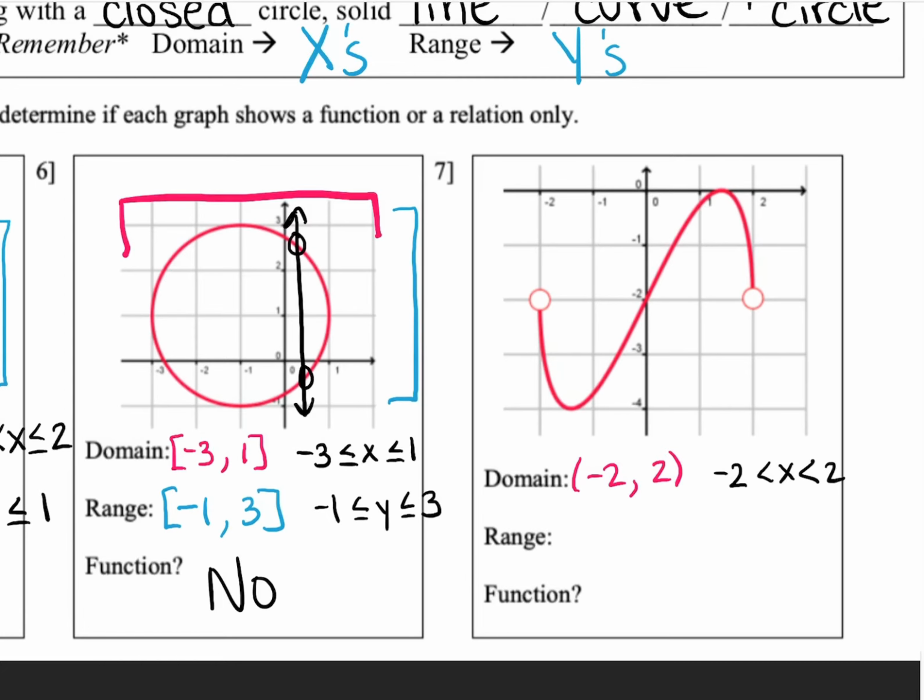For the range, we're looking at our y values. We go all the way down to negative 4. Again, this is a solid curve here. So we're going to have a bracket all the way up to 0. Also a bracket there because we have a solid curve. So even though we have these open circles, they are not the highest and lowest point of our graph. So we are not using them to determine if we have a parentheses or if we have brackets. In inequality notation, we have negative 4 is less than or equal to y, which is less than or equal to 0. Is it a function? It passes the vertical line test, so it is.